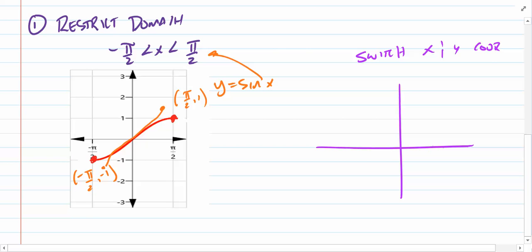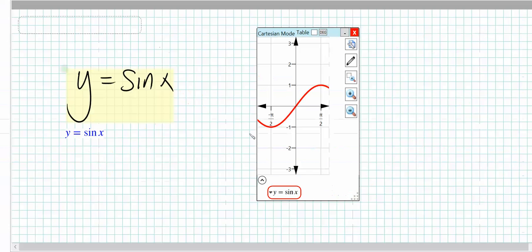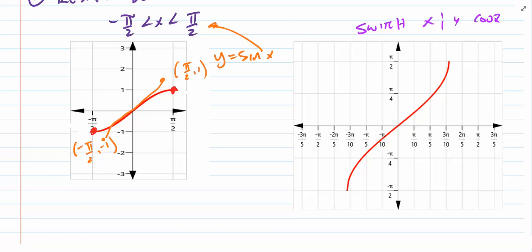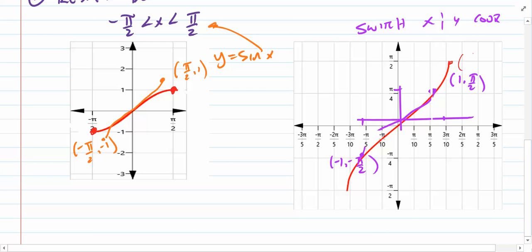We would get the point 1, comma pi over 2, and negative 1, comma negative pi over 2. Now I know that it looks really funky, but it ends up looking something like this. And I'll give you a better picture of it over here. I know this looks funky, it's just because of the way that the scale is. But this point right here represents the point.